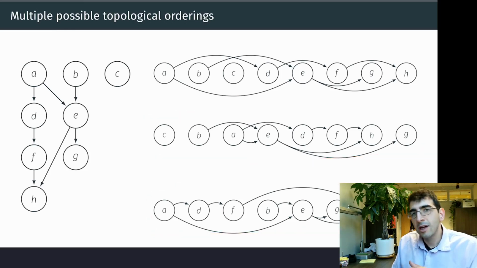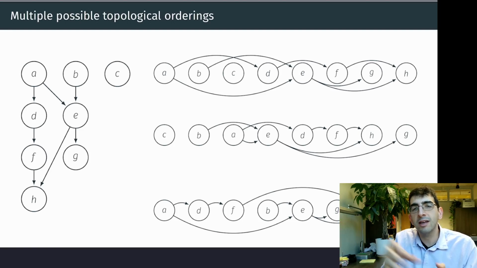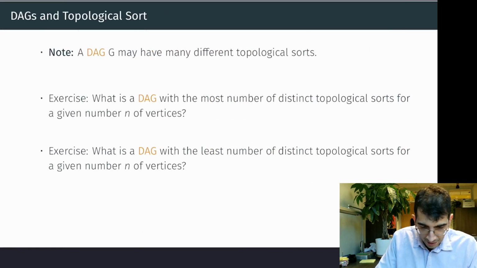Okay? And so ask yourself one question right now. What type of graph would have the greatest number of topological orderings? What type of graph, given n vertices, would have the greatest number of topological orderings? And the answer is an unconnected graph, a graph with no edges. Because if all the vertices are sources, then pretty much any permutation of vertices would be a different topological ordering. And therefore, you have n factorial topological orderings in that case. Good.